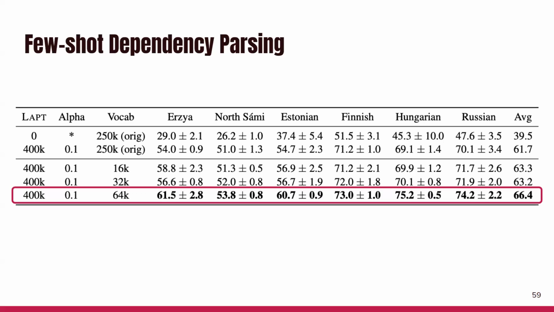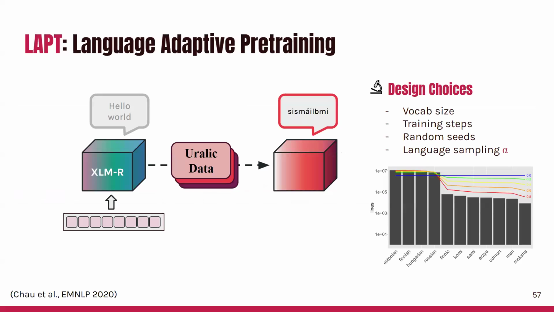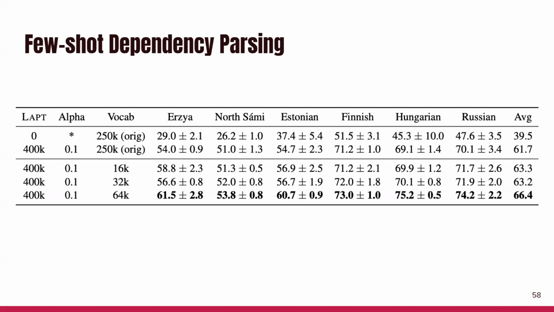Yeah, so that's the language sampling alpha. It's basically a temperature sampling. Yeah, so you can see these trade-offs here. Yeah, it's that temperature sampling alpha.